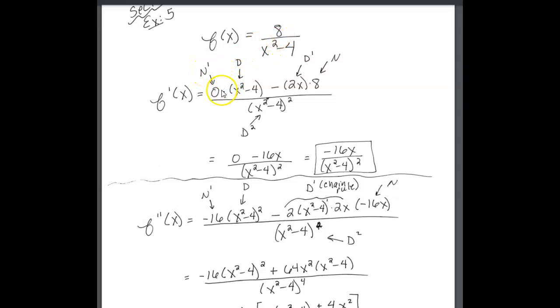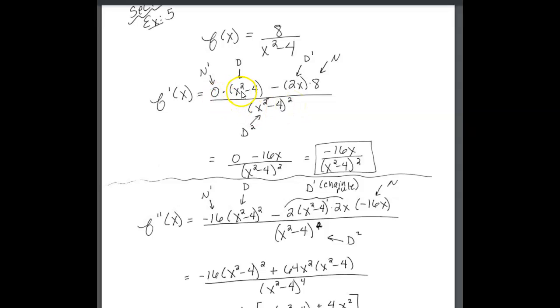So the numerator is 8, its derivative is 0. Multiply that by the denominator, x squared minus 4, minus, and then we take the derivative of the denominator, which is 2x, times the numerator, which is 8. And then all of that gets divided by the denominator squared. So that's just your quotient rule.